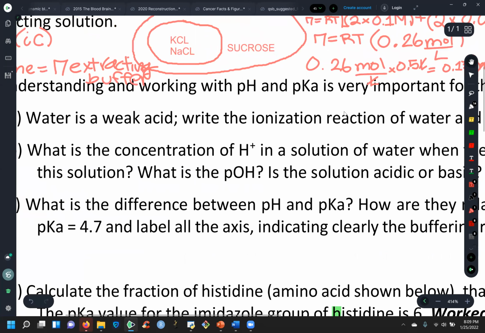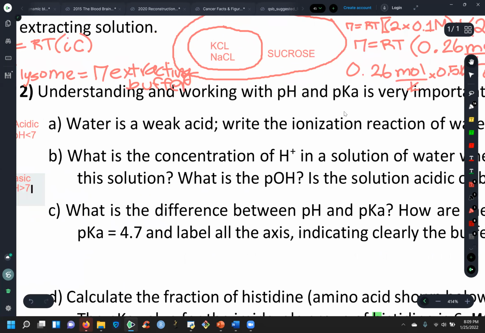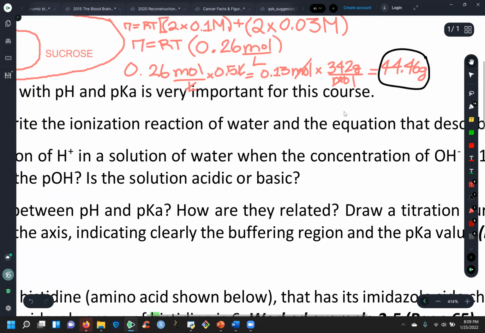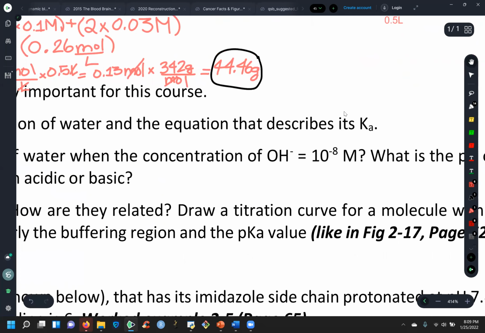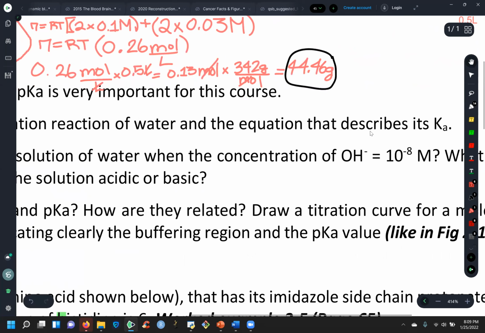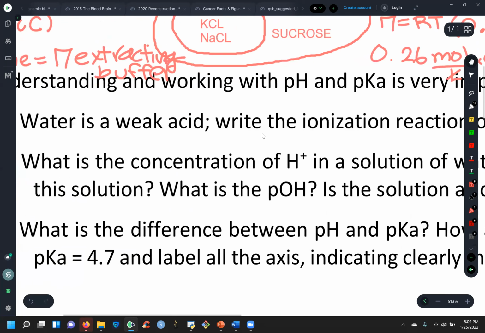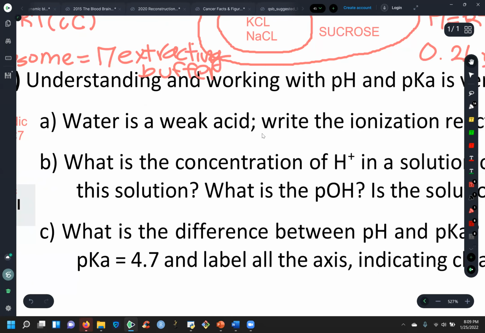Question 1. Water is a weak acid. Write the ionization reaction of water and the equation that describes its Ka. So Ka is the acid dissociation constant. And that just means when water wants to give away its proton. They also use the terminology lose. When an acid loses its proton, I like to say give away. So for the rest of the semester, I'm just going to be saying, oh, when that acid decided to be nice and it's in the right mood, and so it is willing to donate its proton.